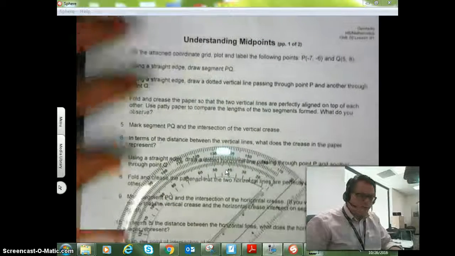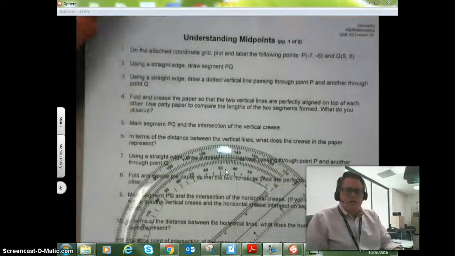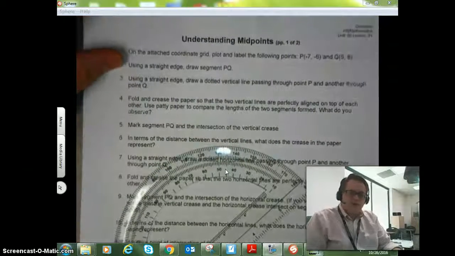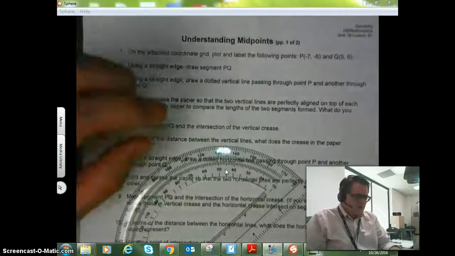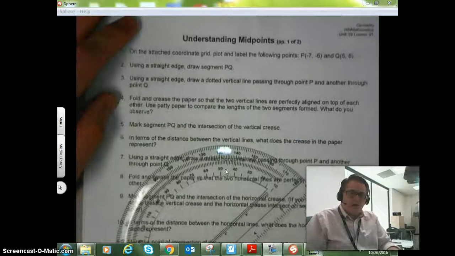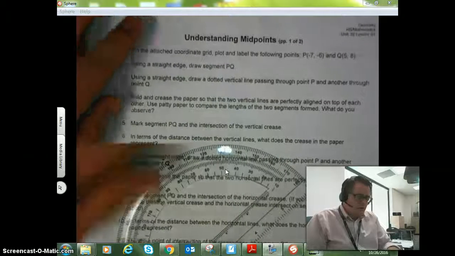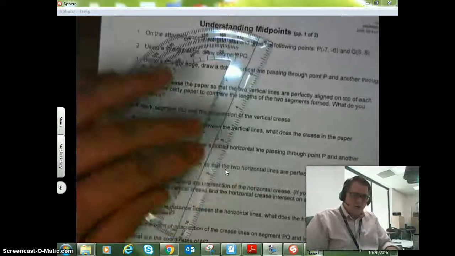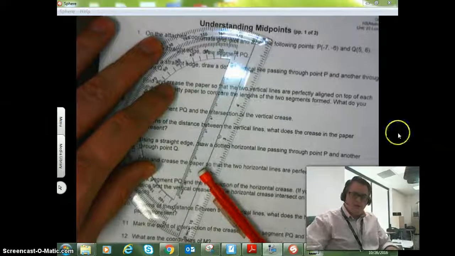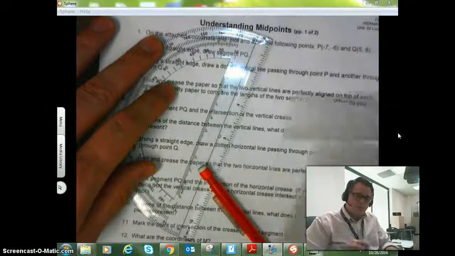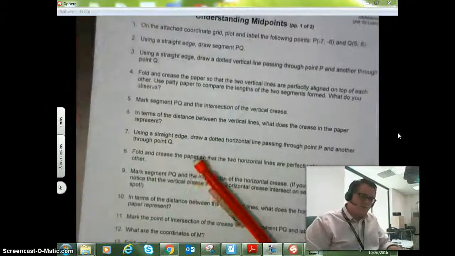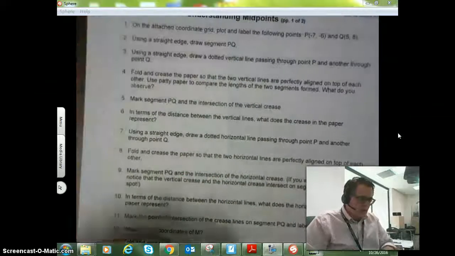Hey everybody, Mr. Piercy here, and what we're going to be looking at right now is an investigation that demonstrates where the formula for midpoint came from. So before you get started, you obviously need the handout of some kind so that you can follow along. You'll need a straight edge, a pencil, and preferably some patty paper if you have it, because it's pretty transparent, and we're going to be using this to do some things in our investigation.